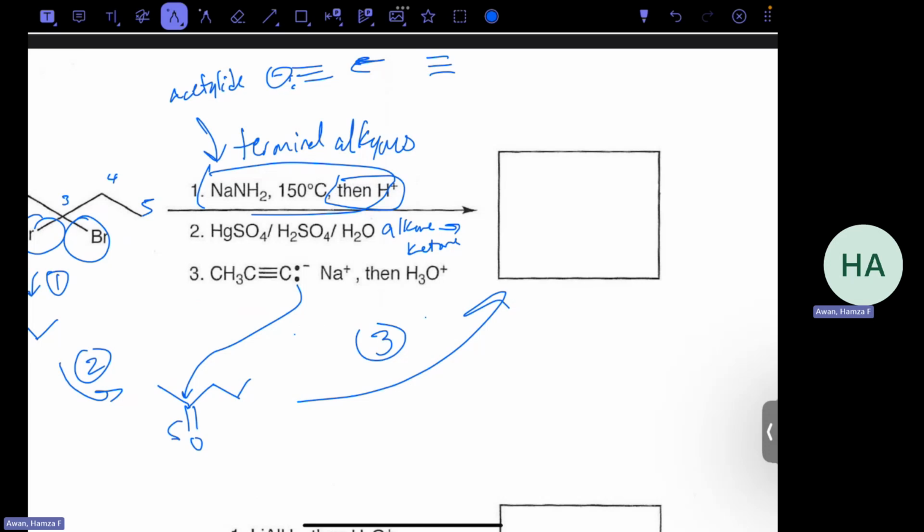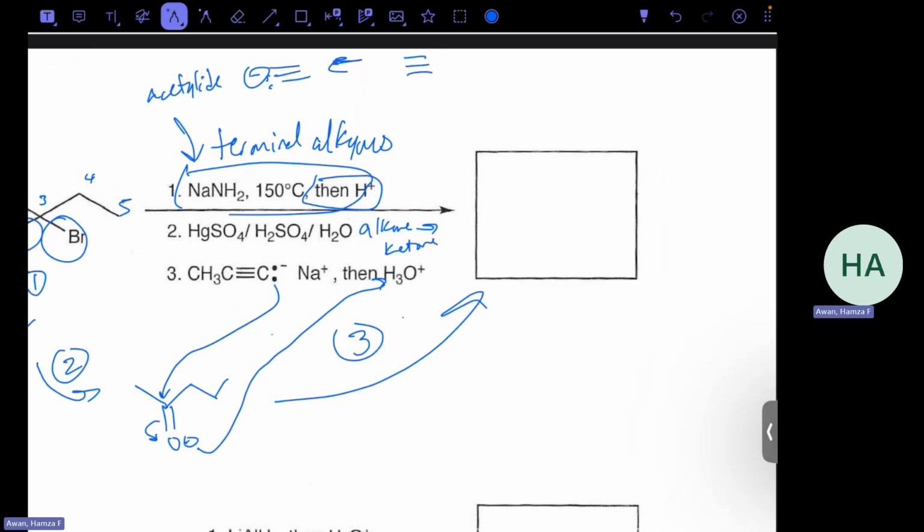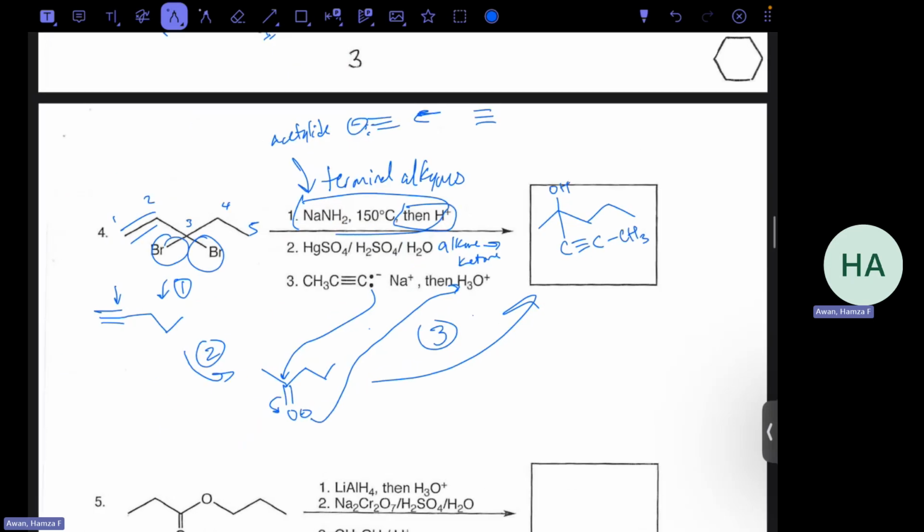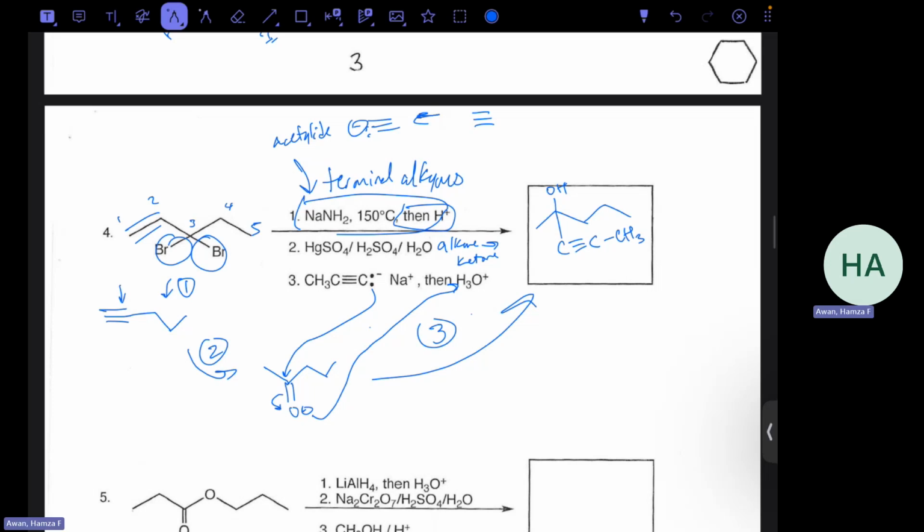But in step 3, it just attacks right here. The double bond gets over here in the minus charge, and then H3O plus comes and protonates it. Right. Well, I guess I should have drawn that better. So like that, it protonates it. Right. And so what we have is an alcohol. So we have our secondary alcohol attached to a carbon, the triple bond to another carbon with a CH3. That makes sense to everybody? Any questions? Yeah.